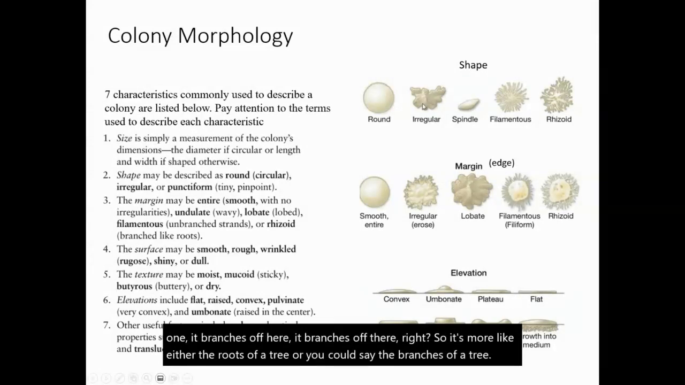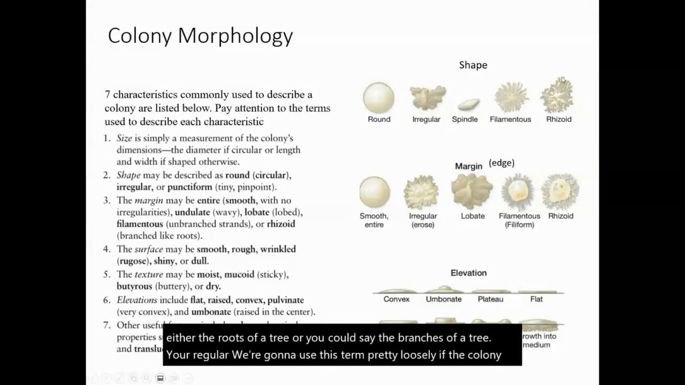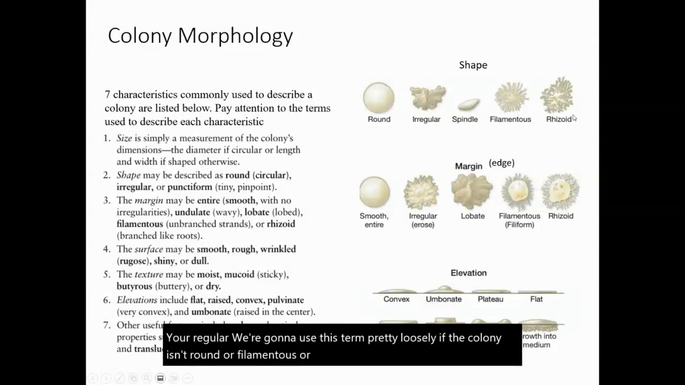Irregular, we're going to use this term pretty loosely. If the colony isn't round or filamentous or rhizoid, we're going to go with irregular. And that just means it doesn't have a kind of normal shape. So that's going to be irregular.